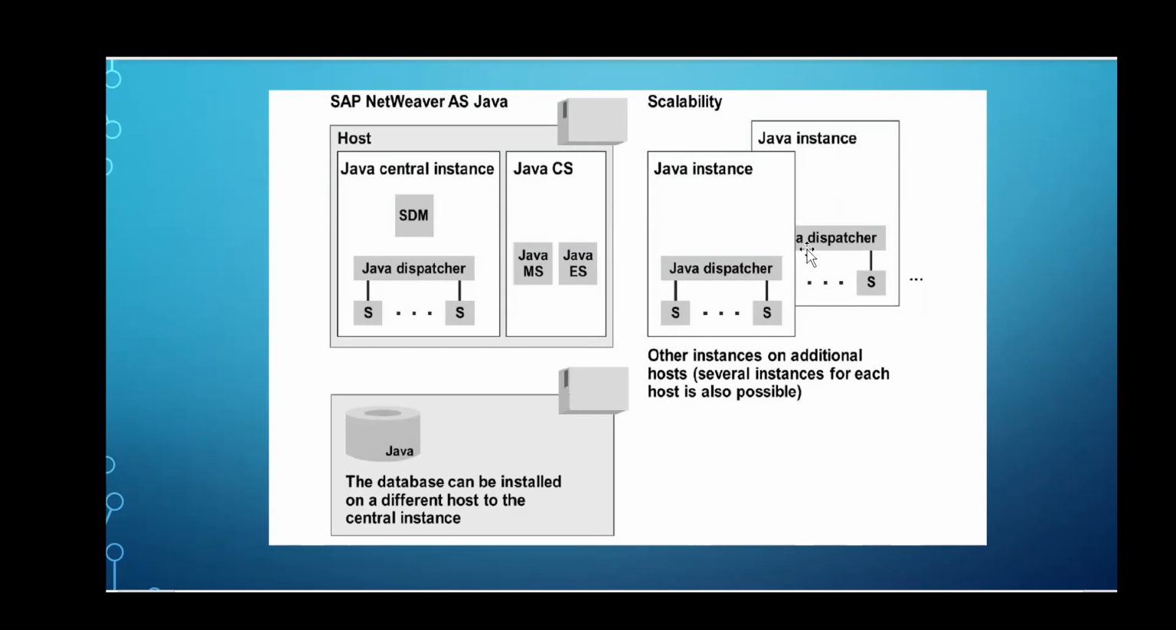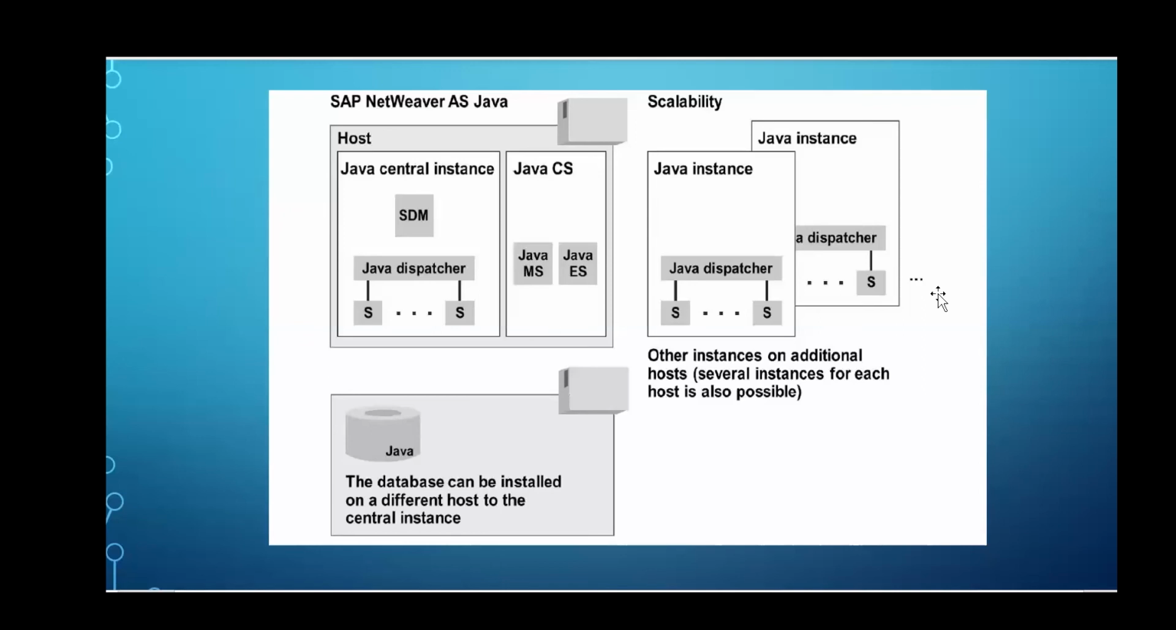So in ABAP, you didn't have this dispatcher? Java dispatcher, yes. Dispatcher is there, but we have DV BGMS, like dialog, background, update, spool, and then enqueue. But here we don't have that. Only central instance, message server and then enqueue server are there. And gateway also, core components, gateway also not there. But you are right in one way, but you are missing a few pieces of information.